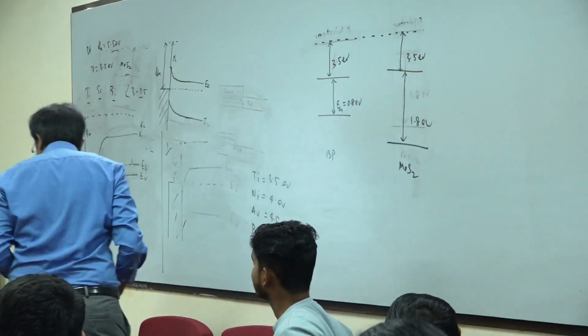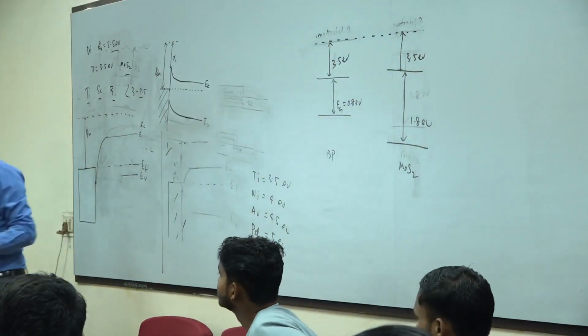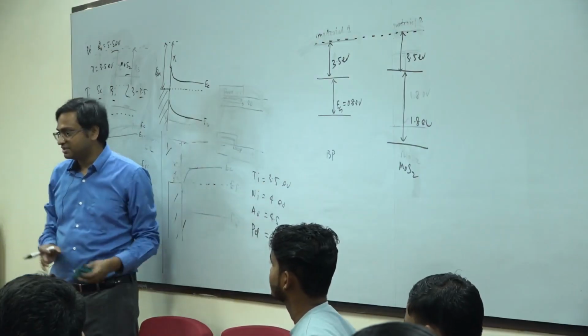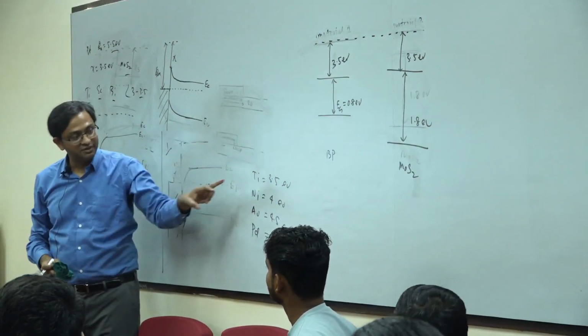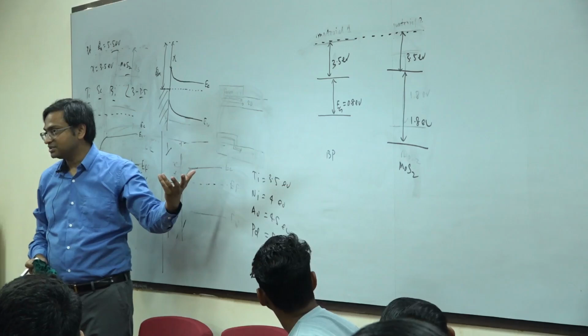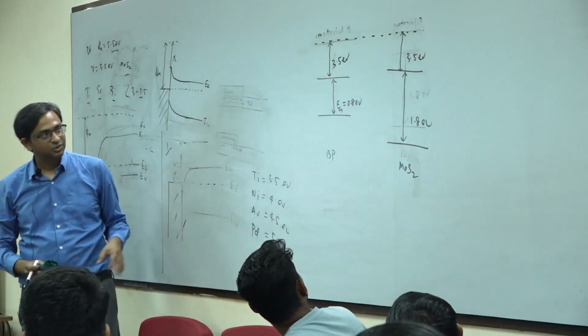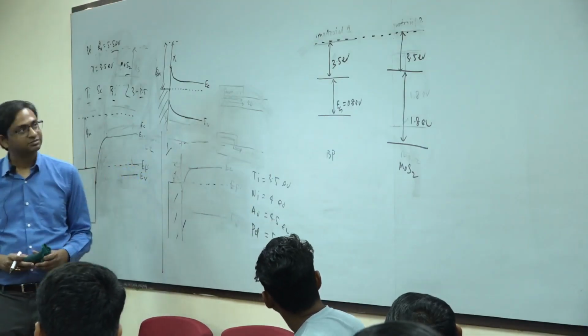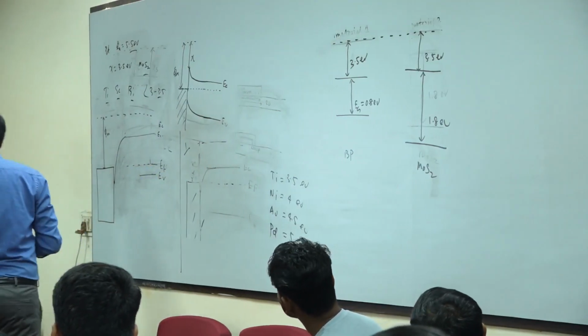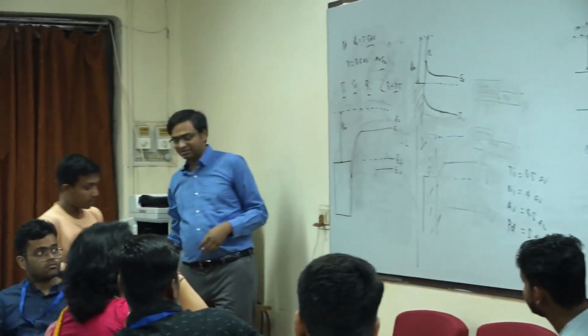Now, can you tell me for which material, which metal will you choose? Let me make a simpler problem. For which material, which metal will you choose for an N-type transistor and for a P-type transistor? You just have to mix and match, right?